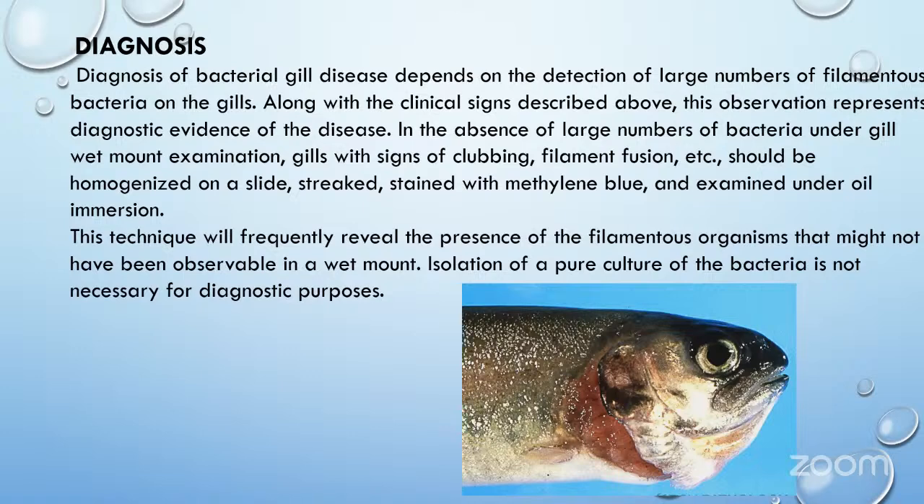In the absence of large numbers of bacteria under gill wet mount examination, gills with signs of clubbing, filament fusion, etc. should be homogenized on a slide, streaked, stained with methylene blue, and examined under oil immersion. This technique will frequently reveal the presence of the filamentous organisms that might not have been observable in a wet mount. Isolation of a pure culture of the bacteria is not necessary for diagnostic purposes.